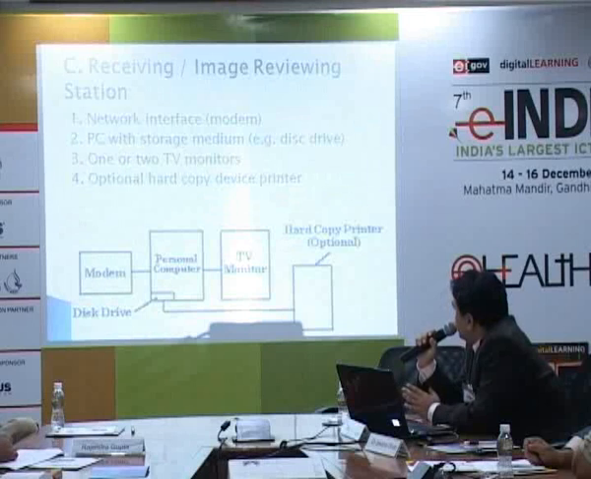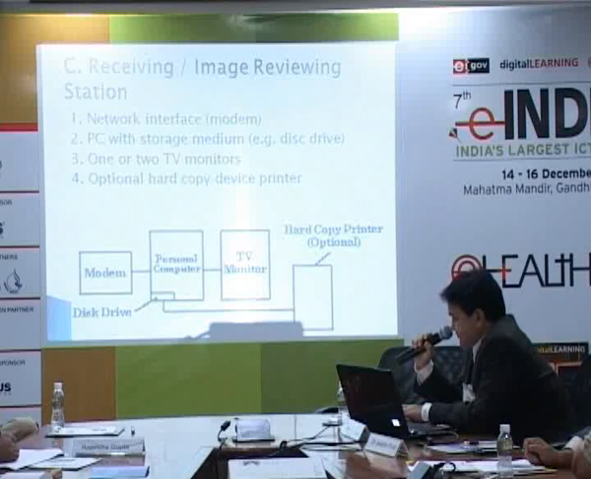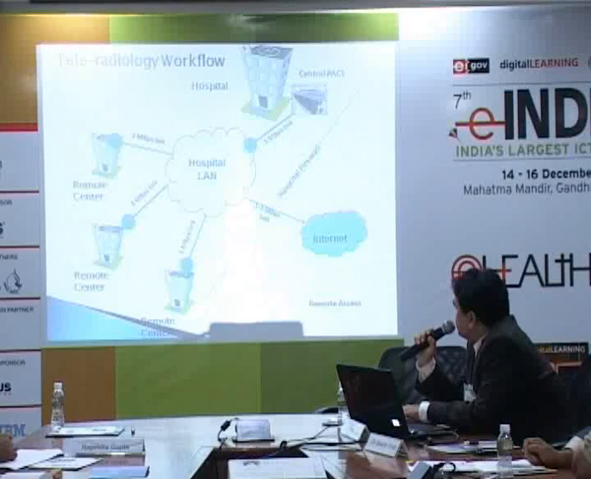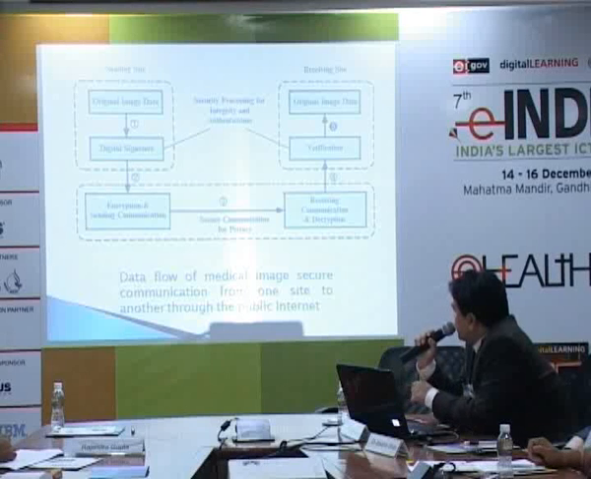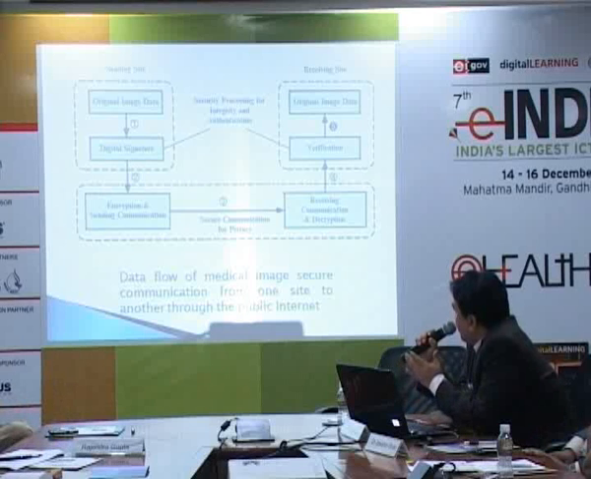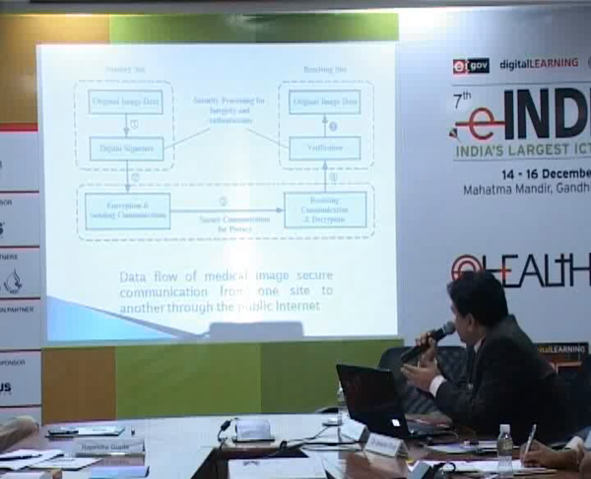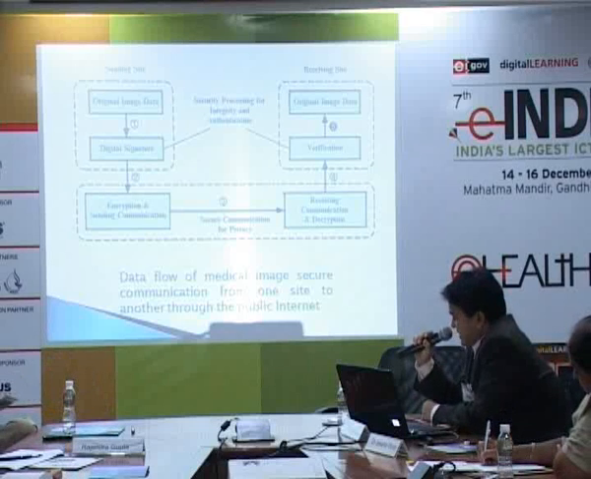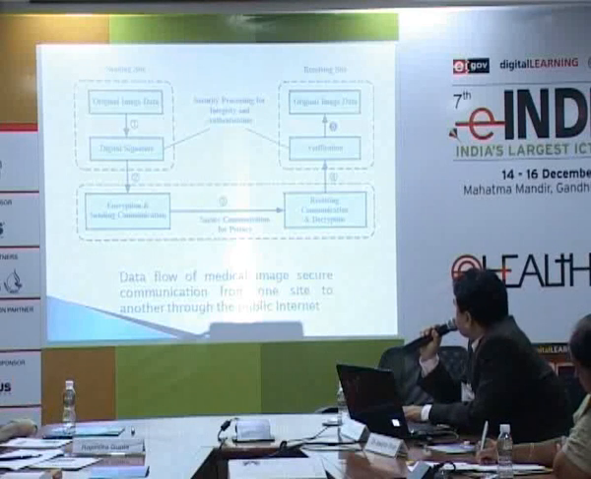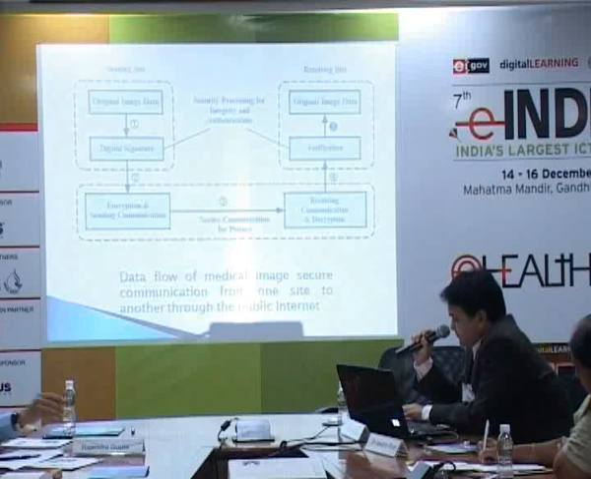Then the receiving image review station. It requires a network interface modem, a PC with storage medium, 1 or 2 monitors, and an optional printer. This is the flow chart of how we transmit the images from the original site, that is the sending site, and then there is encryption of the data, and through this secure transmission channel, the data is sent to the receiving site or reporting site.